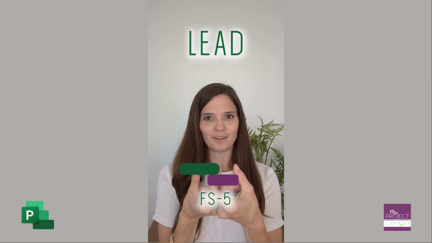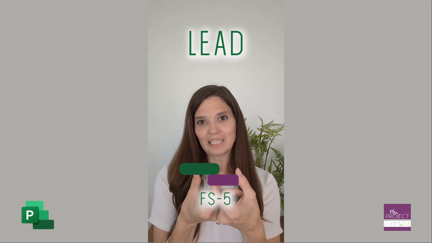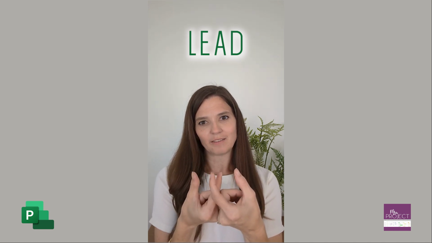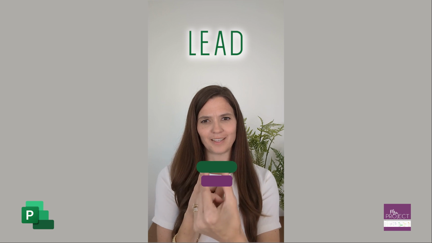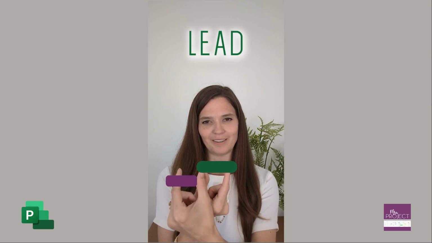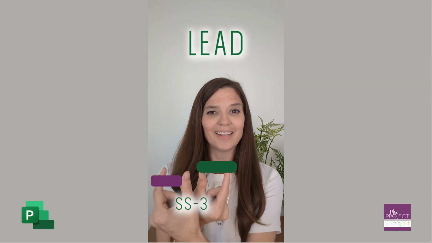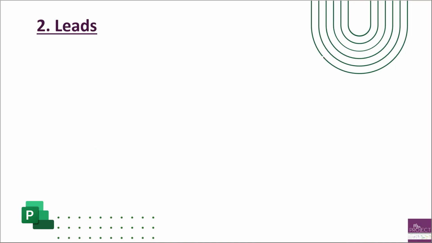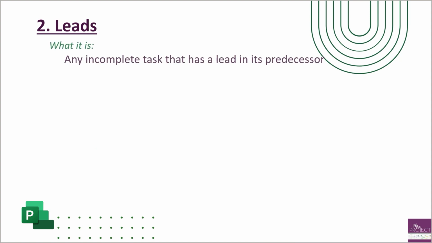That can really mess up a schedule. So DCMA says there's a 0% tolerance for leads, saying that you can't have negatives. Or if it says you want this one to start a different one where it's 3 days prior to this, that's a negative lag and it's not allowed. So a recap on leads. What is it? It's any incomplete task that has a lead in its predecessor.